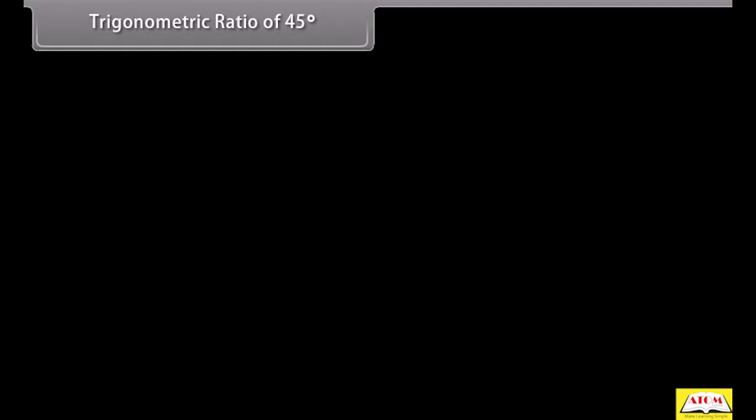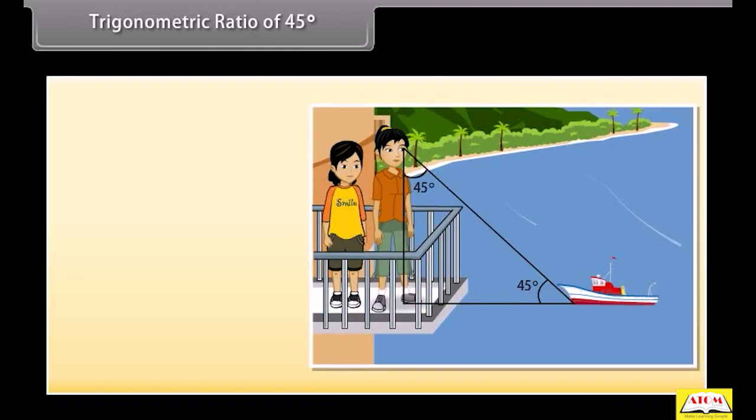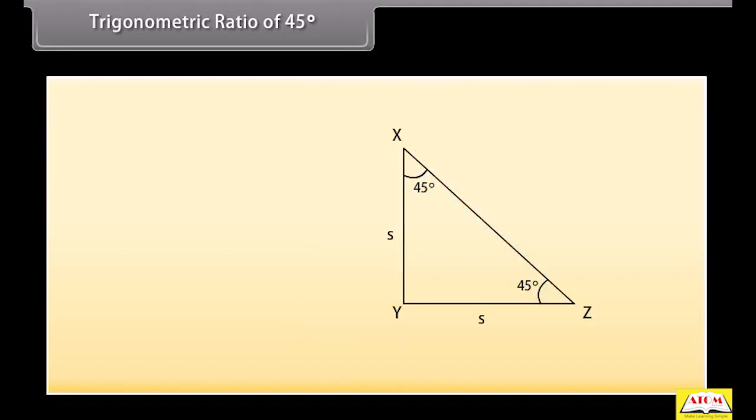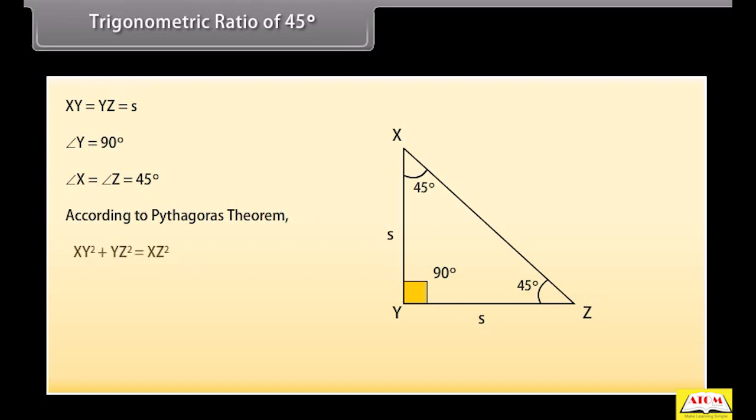Trigonometric ratio of 45 degree. Consider the right-angled isosceles triangle XYZ. XY is equal to YZ, which equals S. Angle Y is equal to 90 degree. Angle X is equal to angle Z, which is 45 degree. According to Pythagoras' theorem, XY square plus YZ square is equal to XZ square. By substituting the values, we get S square plus S square is equal to XZ square. XZ square is equal to 2S square, which is XZ is equal to square root 2 S.